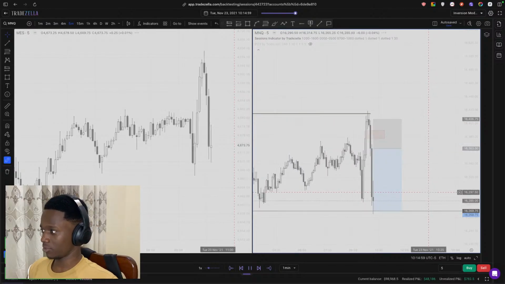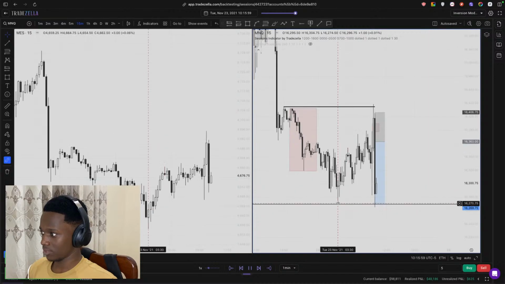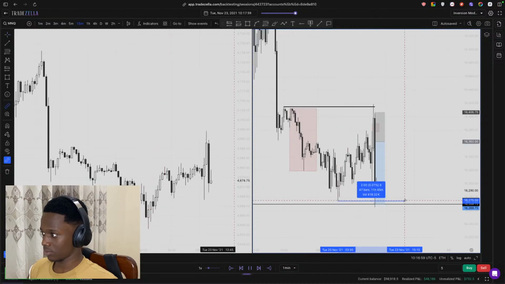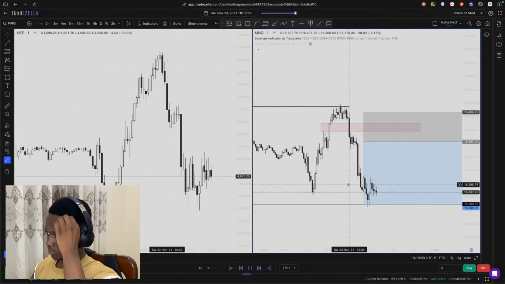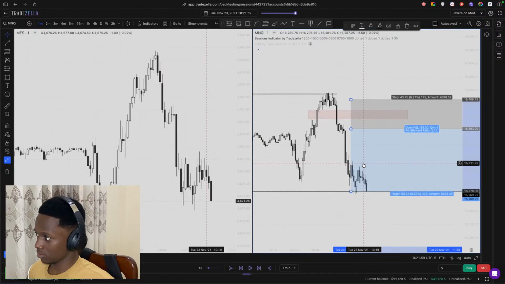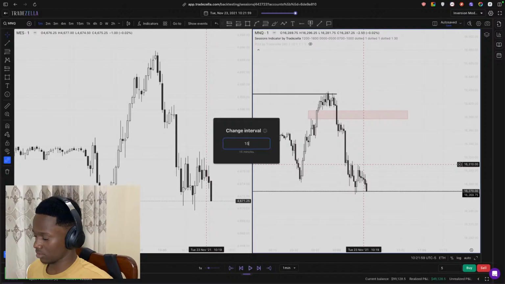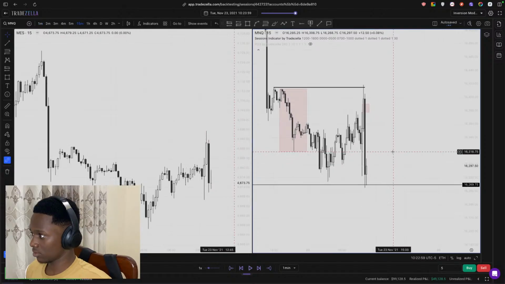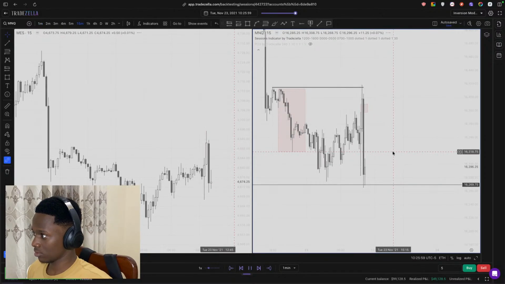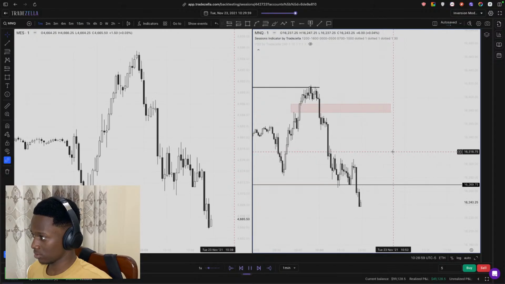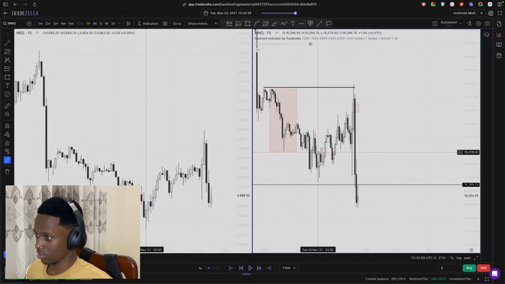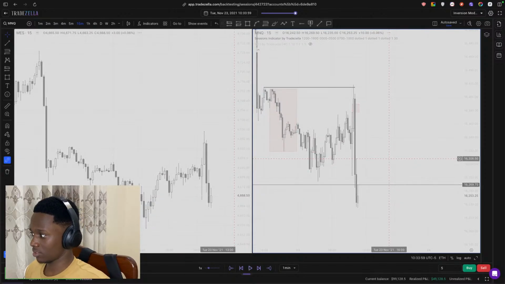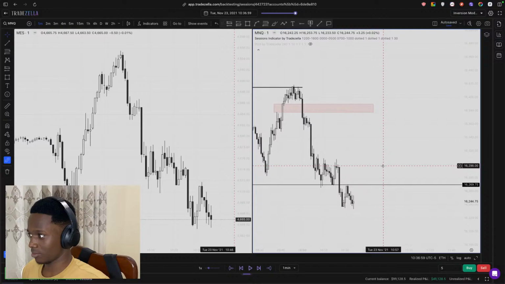Very beautiful take profit there. Okay, there's a crazy SMT there. Wonder if any longs are gonna play in right now.